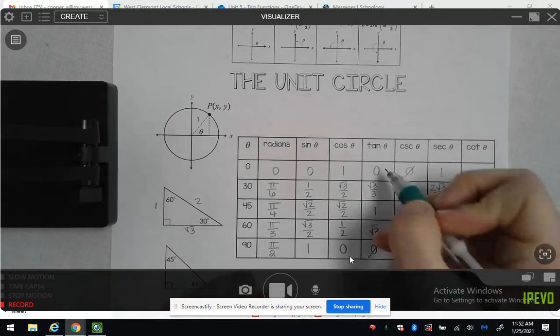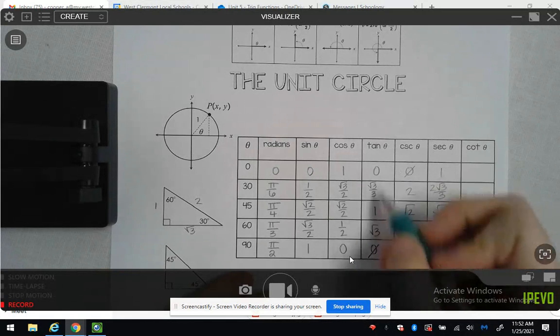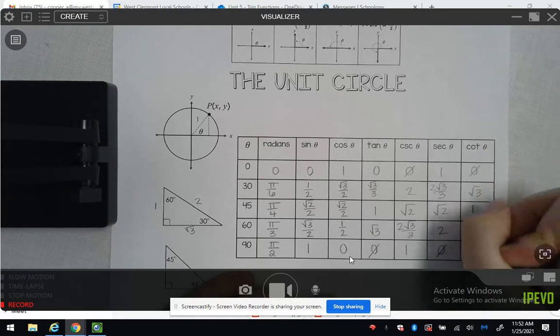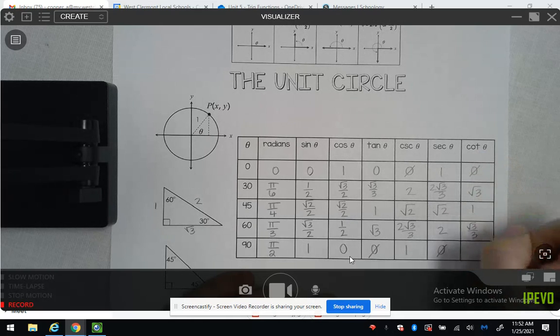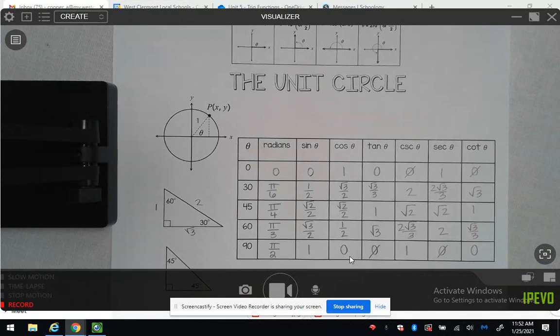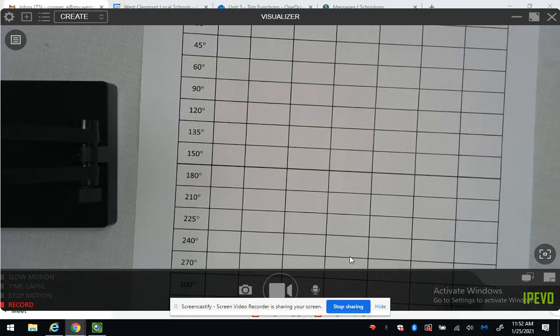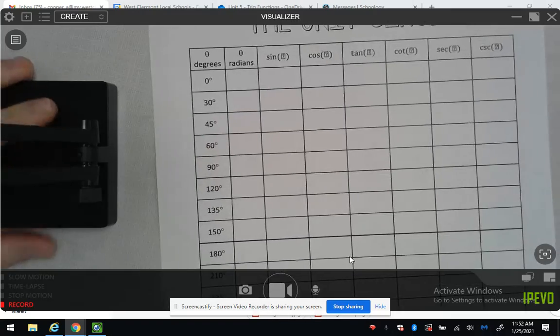And cotangent, you could either divide these or take the reciprocal. I usually take the reciprocal: undefined, radical 3, 1, radical 3 over 3, and 0. Okay? Now all you have to do is make sure that this unit circle chart is filled out. Make sure you know all the radians and find the patterns.